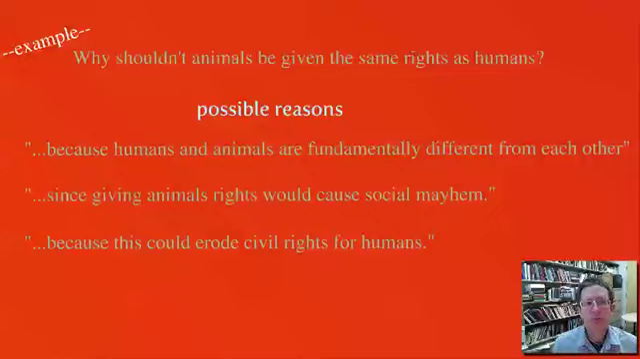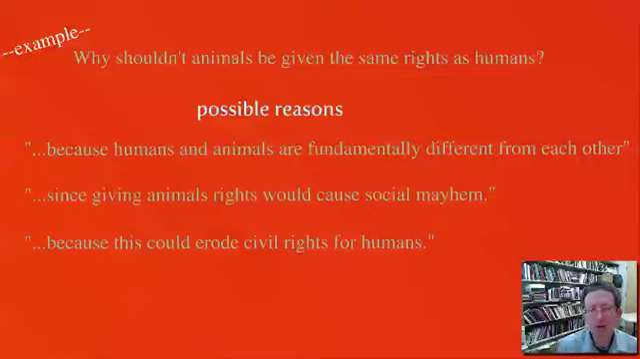If I'm going to go with that policy claim of animals should not be given the same rights as humans, well, why? What are the possible reasons? Okay, I can think this through. Because humans and animals are fundamentally different from each other. Okay, that's pretty good. Since giving animal rights would cause social mayhem. Okay, that's a possible reason. Because this could erode civil rights for humans.